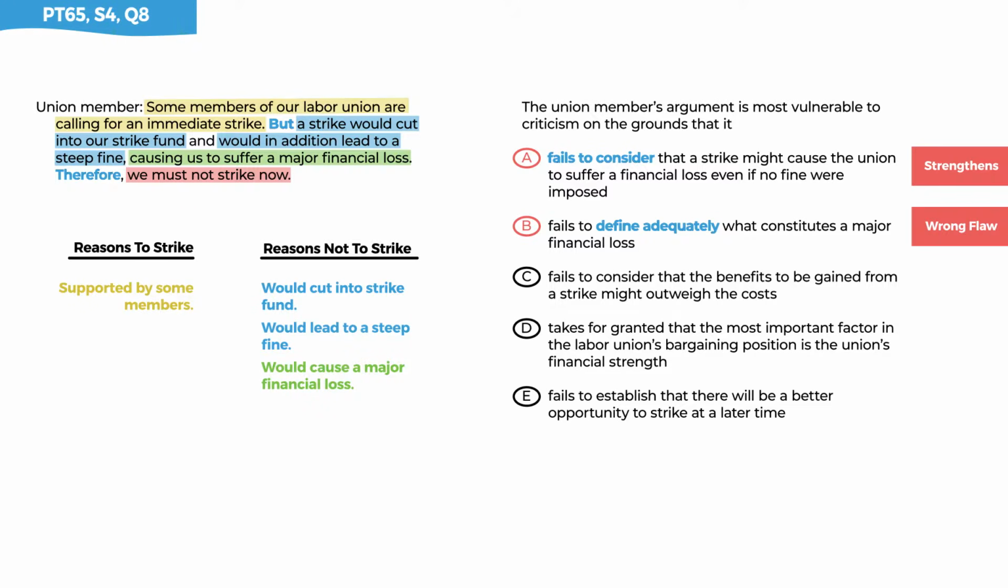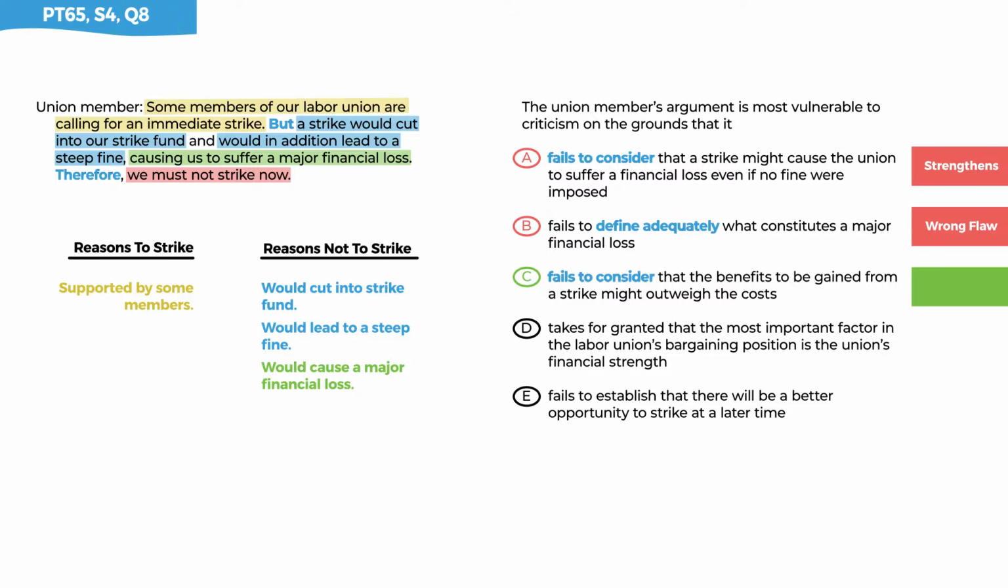Answer choice C says, fails to consider that the benefits to be gained from a strike might outweigh the costs. This says fails to consider that, that's important, and that the benefits to be gained might outweigh the costs. Right? This is saying that we haven't really considered the benefits that might come to us from striking, even though we have considered the costs from striking. And so this looks like a really strong contender. Let's hold on to answer choice C.